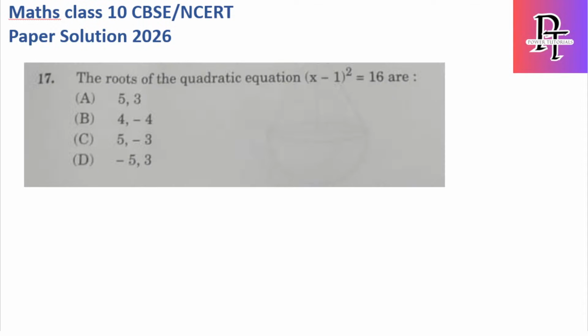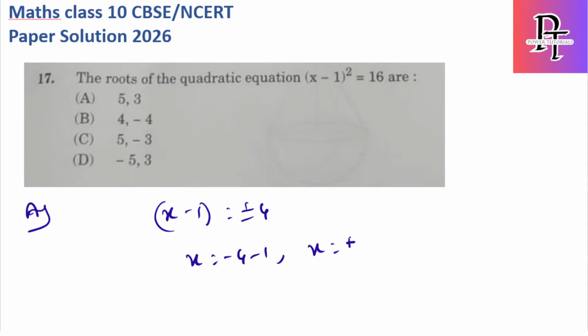Let's move to 17th. The roots of a quadratic equation are, okay, this is a direct question. If I write x minus 1, it is root of 16, which is plus or minus 4. So the x value is minus 4 plus 1 or x value is plus 4 plus 1, which are minus 5, 3. Direct answer, but still if you want you can cross check.